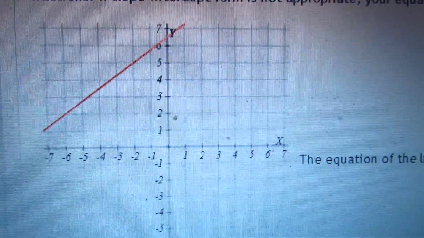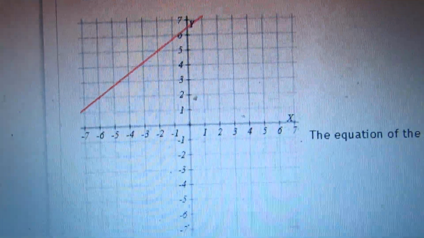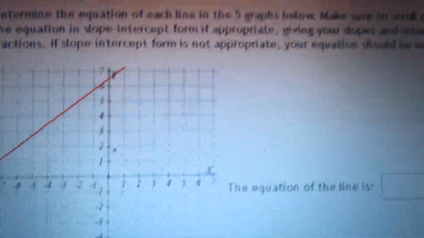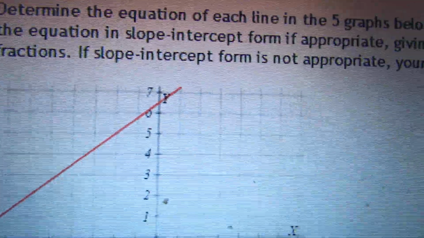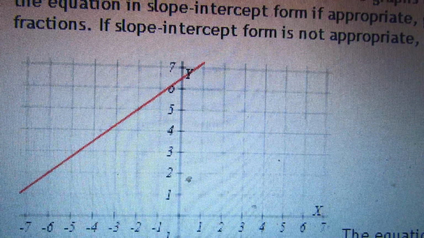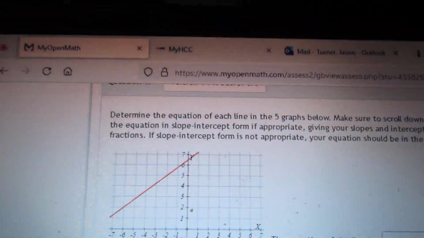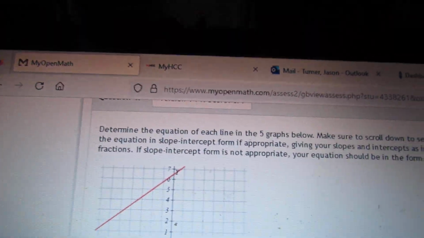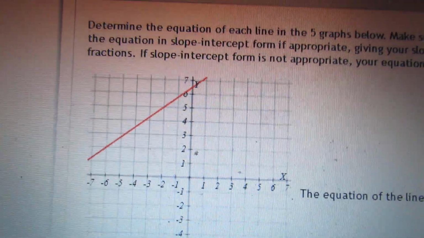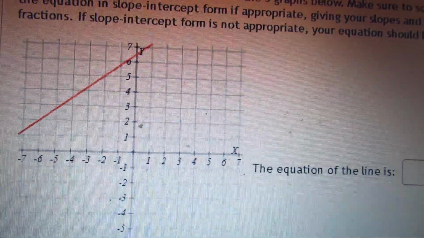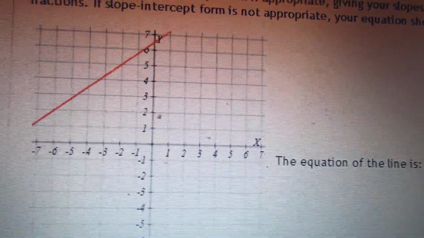Hello class. Some of you are going to get some graphs that have the y-intercept in between crosshairs like this one. It's between the 6 and the 7. So here, you can't just say what the y-intercept is. You're going to have to go through the steps that we did in some other questions.